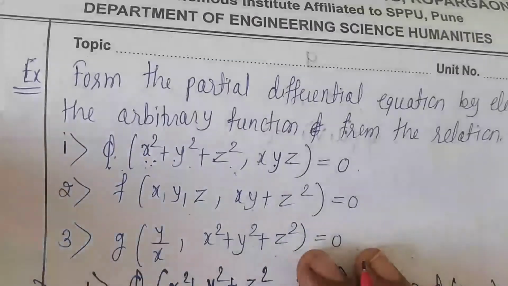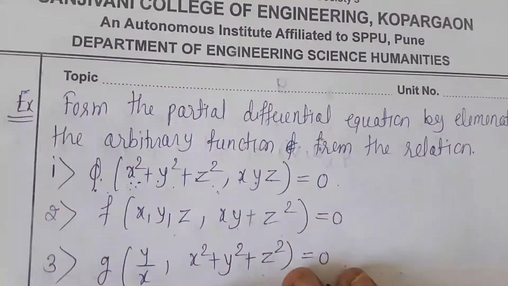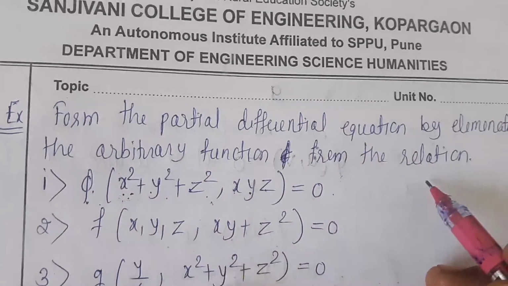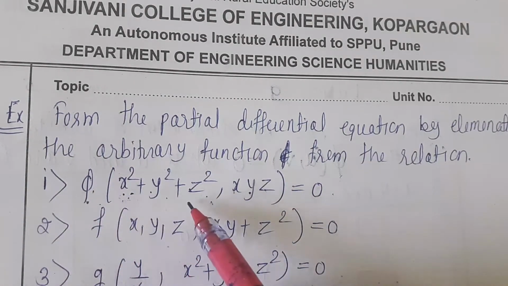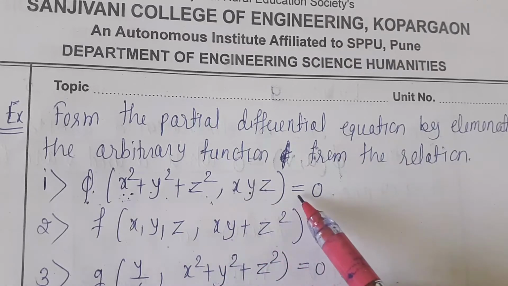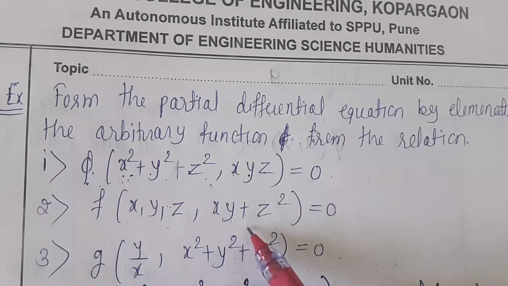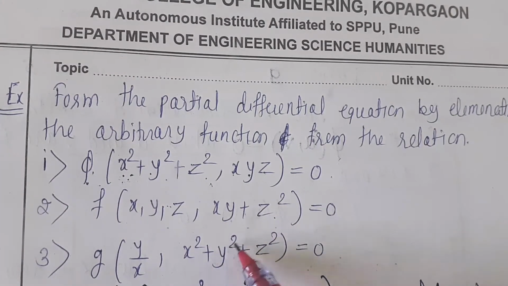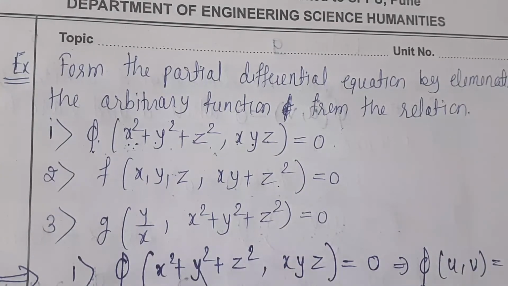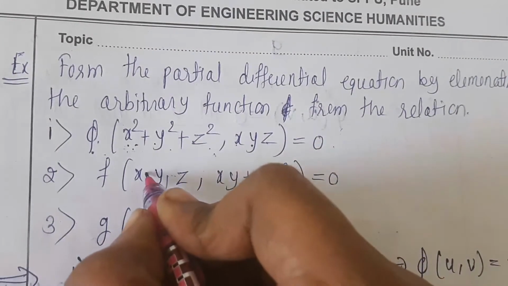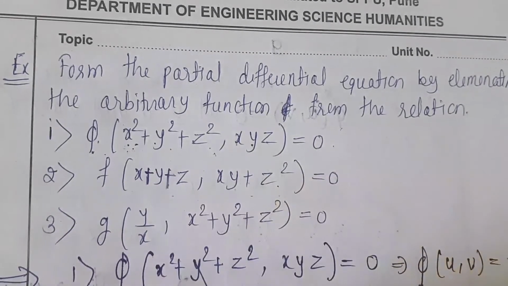Find the partial differential equation by eliminating the arbitrary function phi from the relation. First question is phi of x square plus y square plus z square, comma xyz is equal to 0. Second is f of xyz and xy plus z square. Third question is g of y by x and x square plus y square plus z square is equal to 0. F of x plus y plus z. So we will see how to solve them one by one.